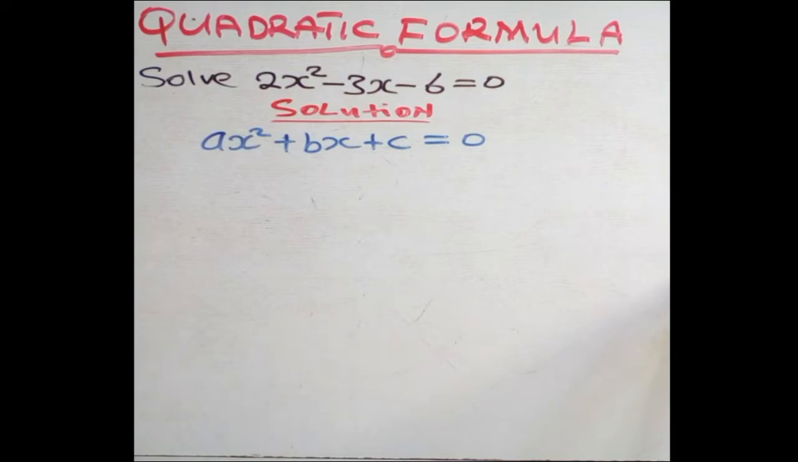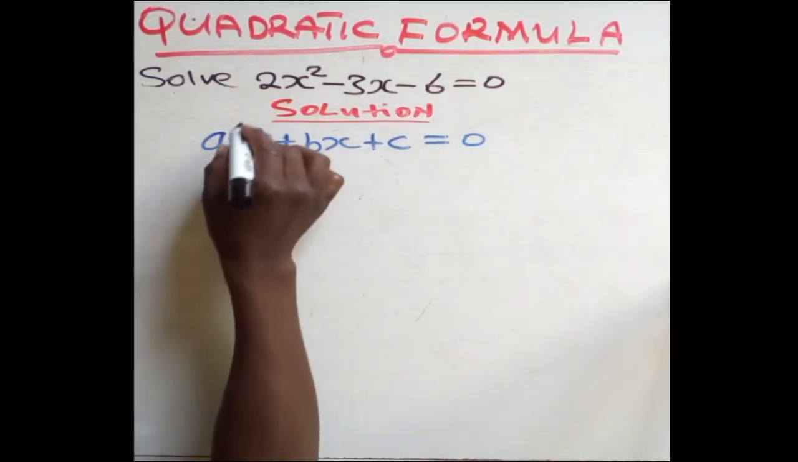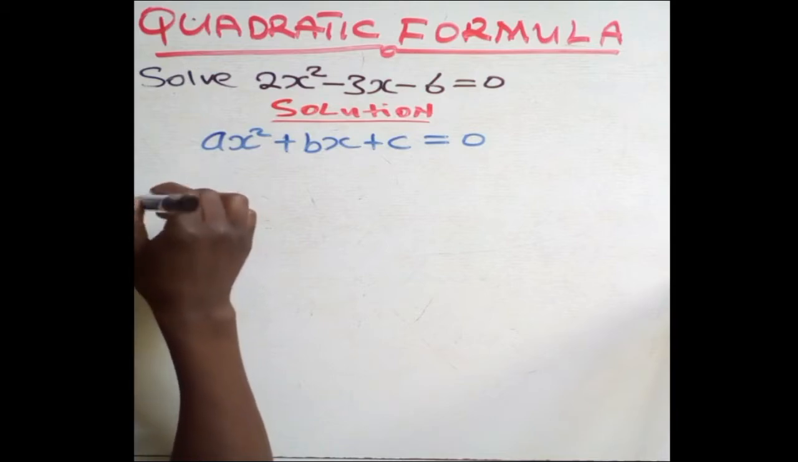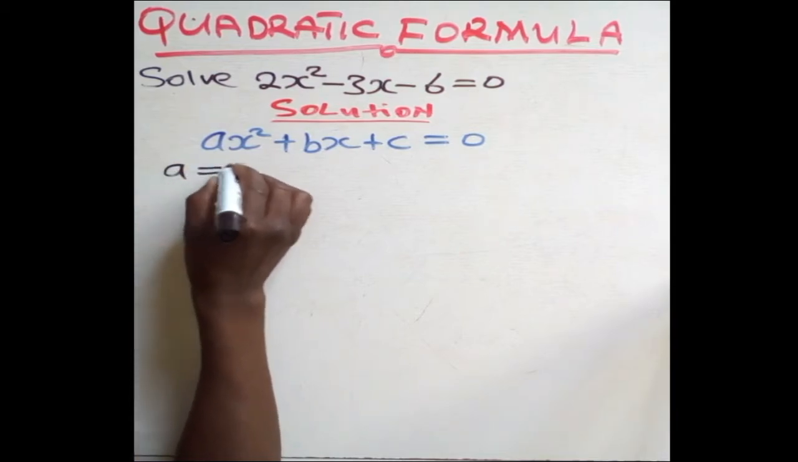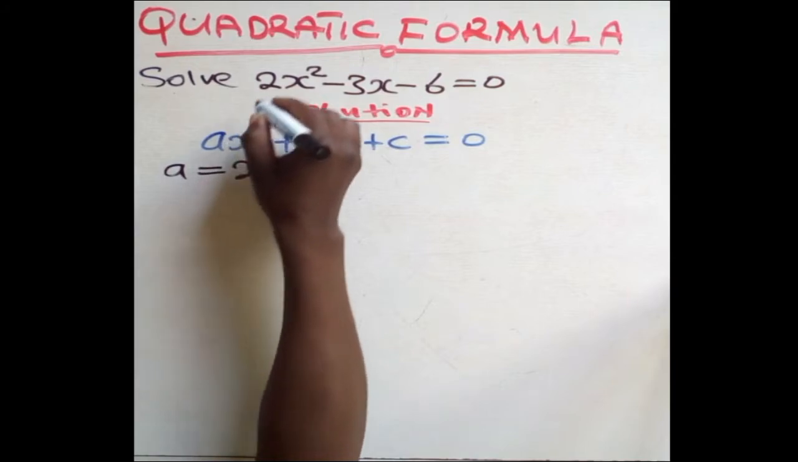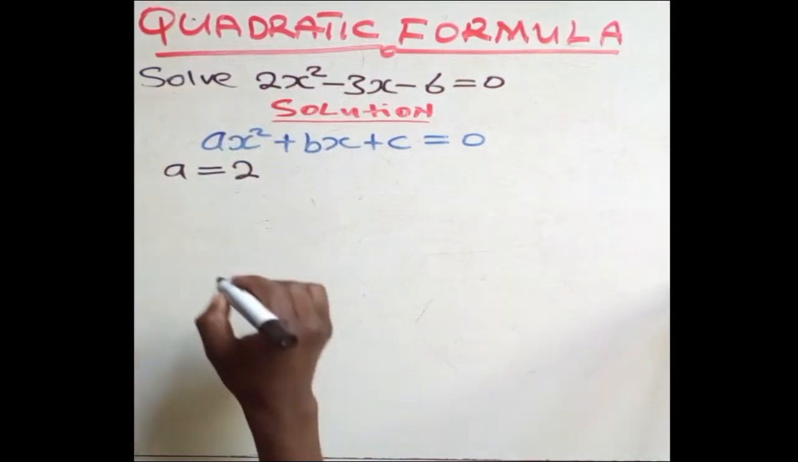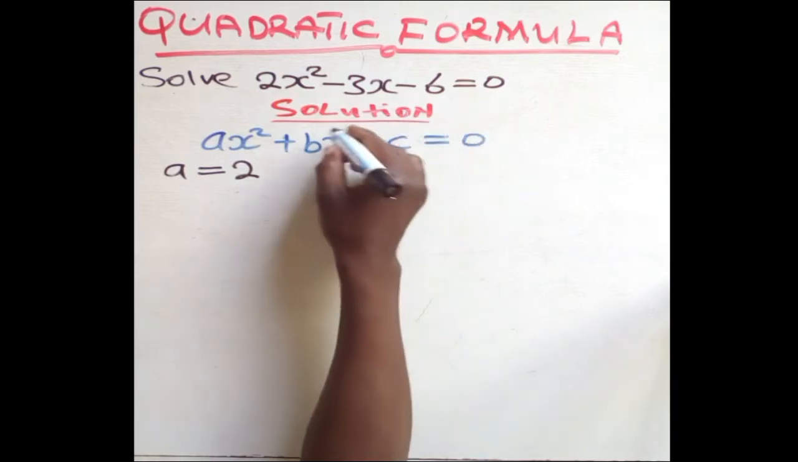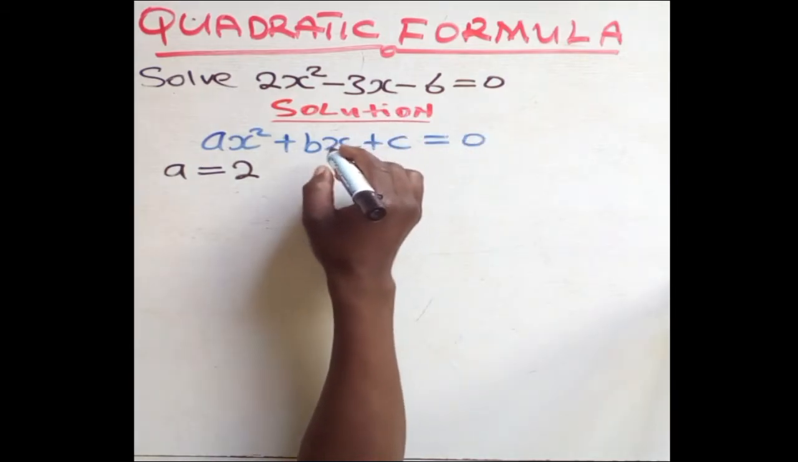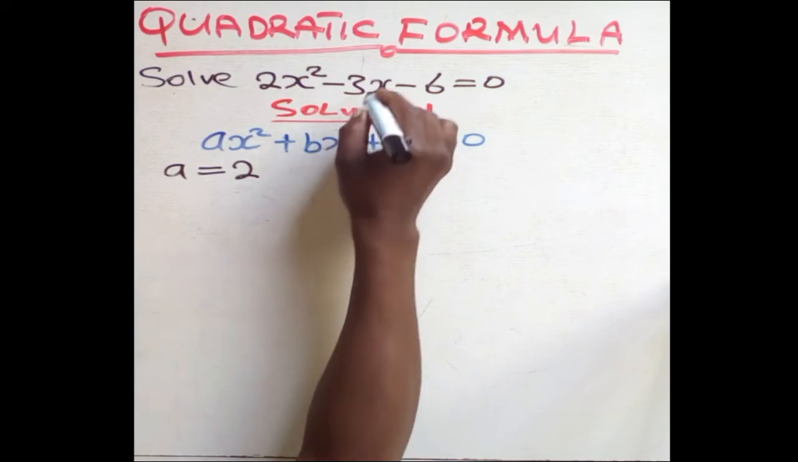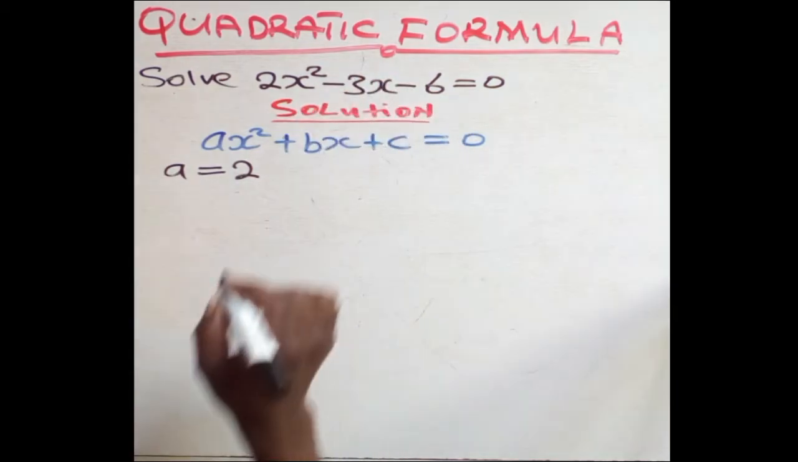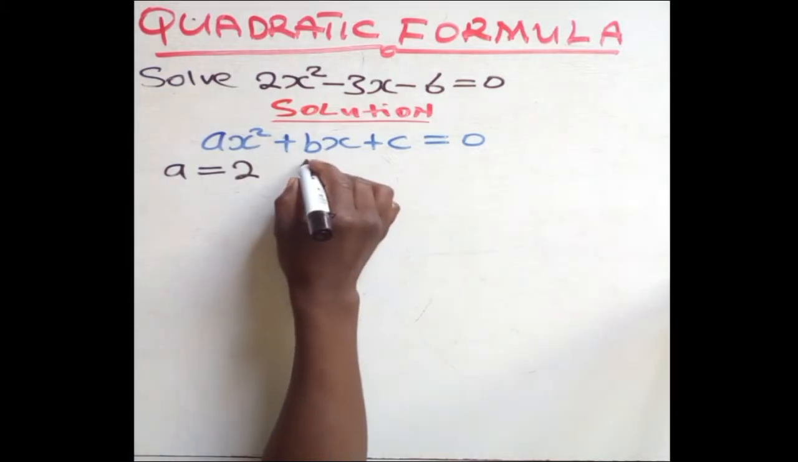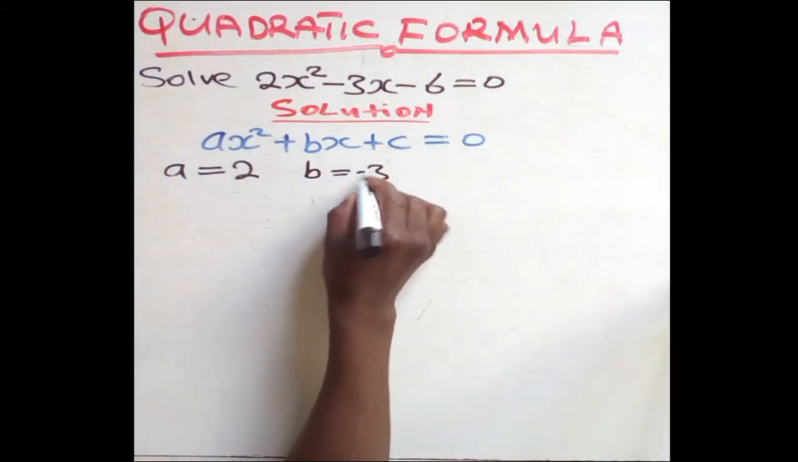In this case, a is the coefficient of x squared. So our a is the coefficient of x squared, which is 2. Hence, a is equal to 2. This a is occupying the same position as that 2. Then b is the coefficient of x to the power 1. Hence, the coefficient of this x is b, and for this equation, the coefficient is -3. So b is equal to -3.